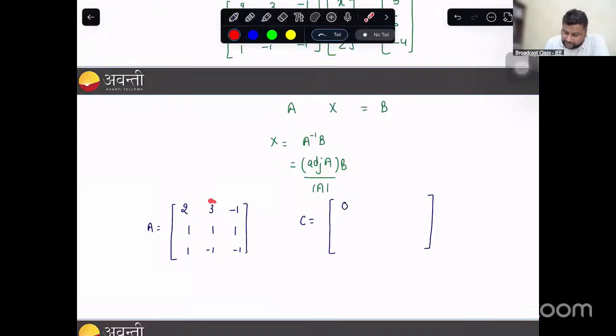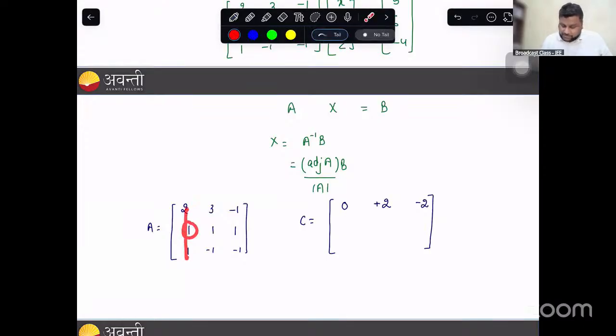Now, cofactor with respect to this. This row and column gone. Minus 1, minus 1, so it will be minus 2, and the minus sign we will apply to it. Then it is plus 2. Then cofactor with respect to this. This is gone, this is gone. Minus 1, minus 1. Again, minus 2.